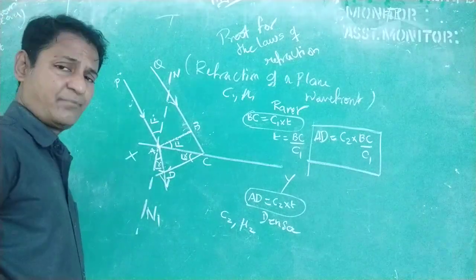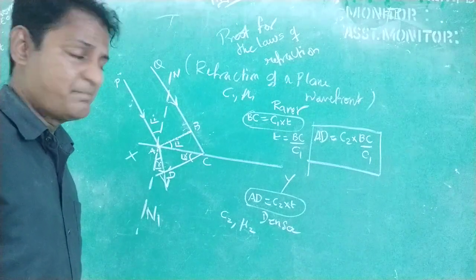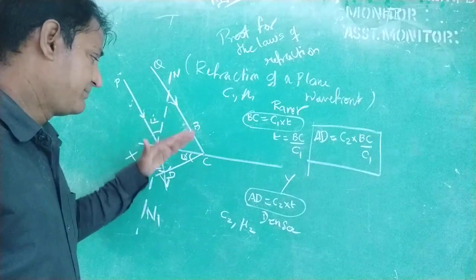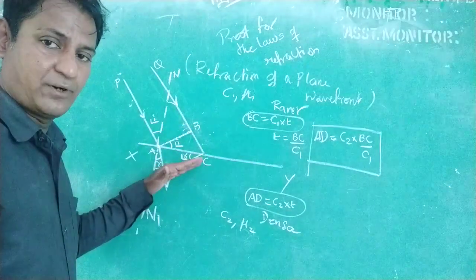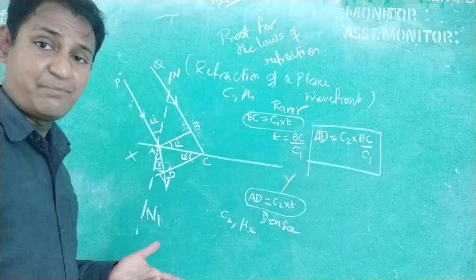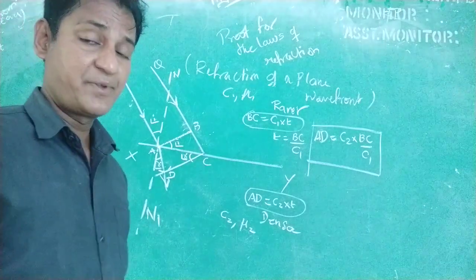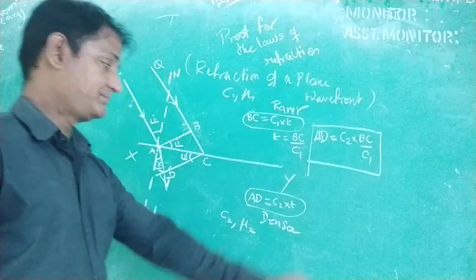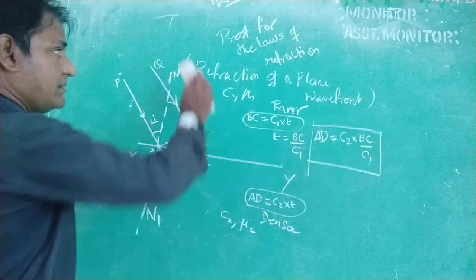Now, according to the first law of refraction, the incident plane wavefront, the refracted plane wavefront and the normal lie on the same plane. According to the second law of refraction, we have to use Snell's law. Now keep this thing as it is.